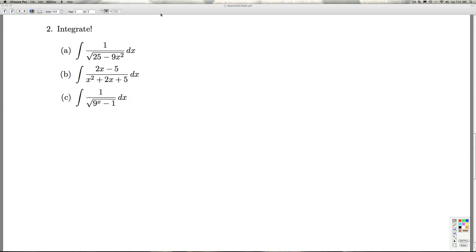All right, we're asked to integrate. We have three new integration formulas we can practice. For positive constants a, we have the integral of 1 over the square root of a squared minus u squared du is the arcsine of u over a plus c.